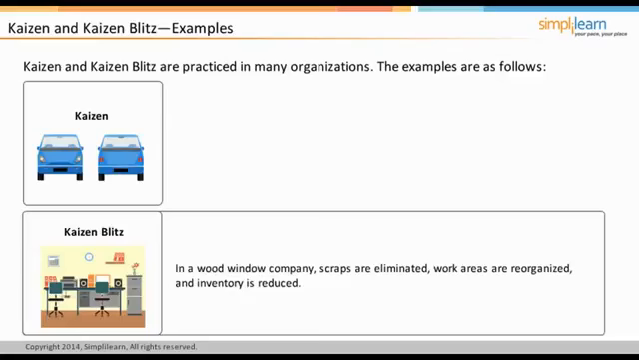A wood window company in the state of Iowa, U.S., uses the Kaizen Blitz method to redesign their shop floor and replace expensive, non-flexible automation with low-cost, highly flexible cellular applications. Eliminating scraps, reorganizing work areas, and reducing inventory are some of the examples of quick implementation through Kaizen Blitz.